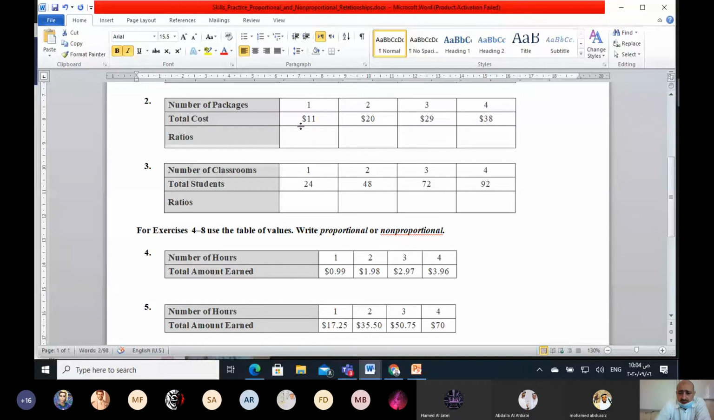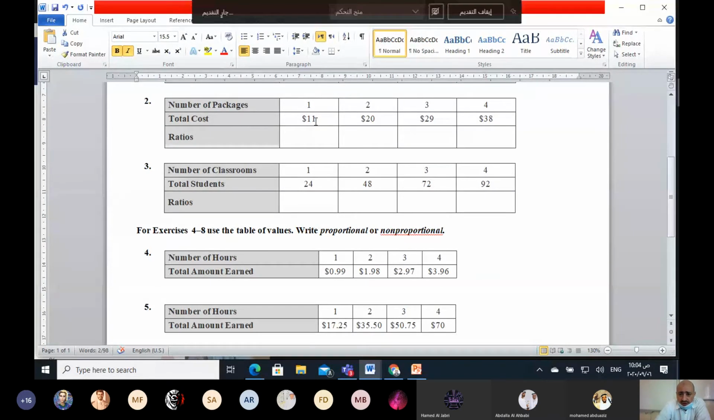Choose any two ratios from the 4 ratios here. For example, we will take 1 over 11 and 3 over 27. So we have now 1 over 11.